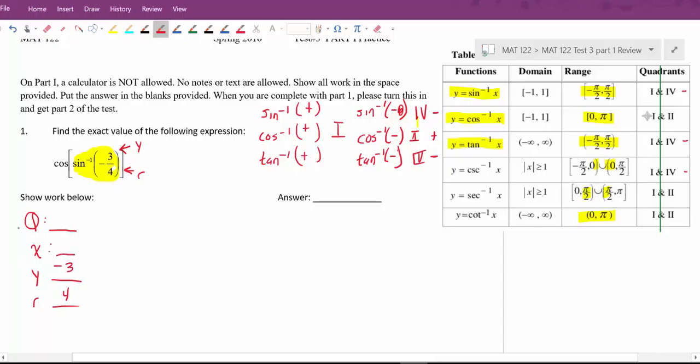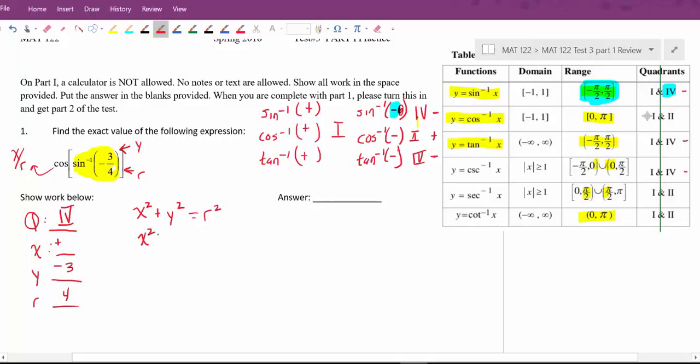And then we can find x. Ultimately we're finding a cosine. So if you're finding a cosine, you've got to know x over r. We already have r, we just have to find x. Now the range of an inverse sine is this. So if you're doing an inverse sine of a negative number, that means you're in quadrant 4, which means x is positive. So all you have to do on this problem then is just use the Pythagorean relationship to find what x is.